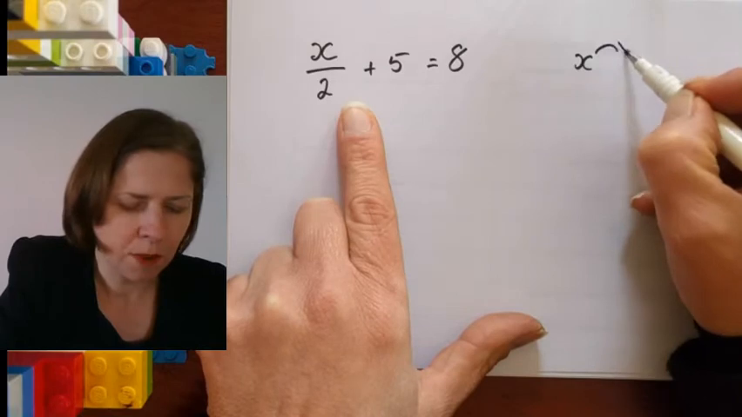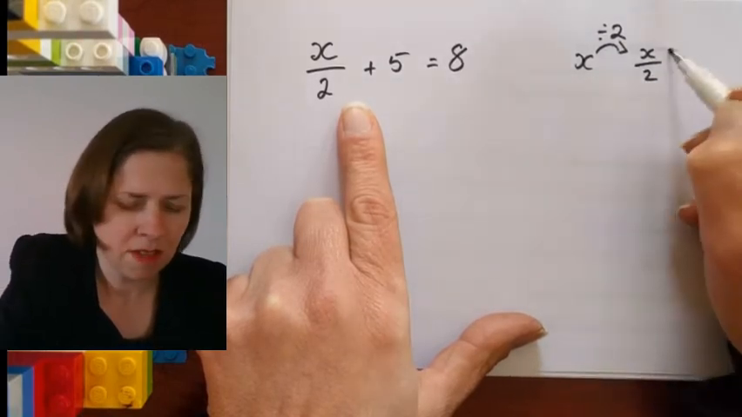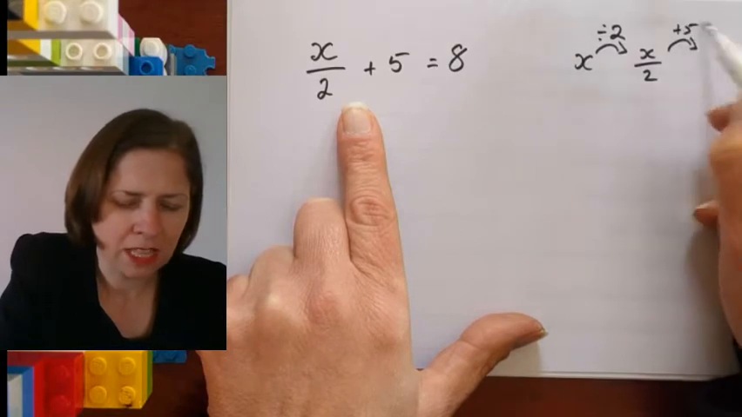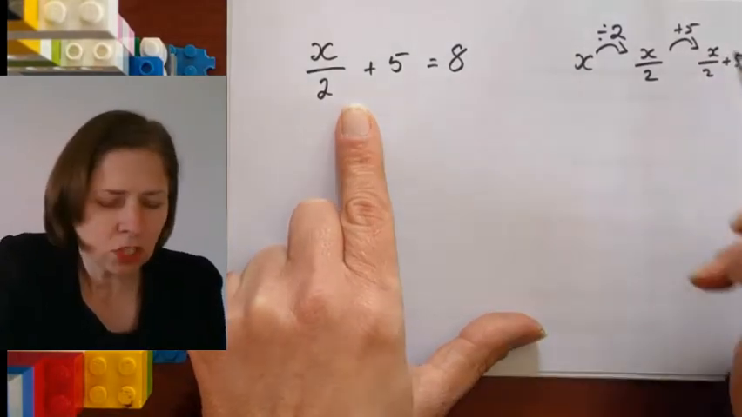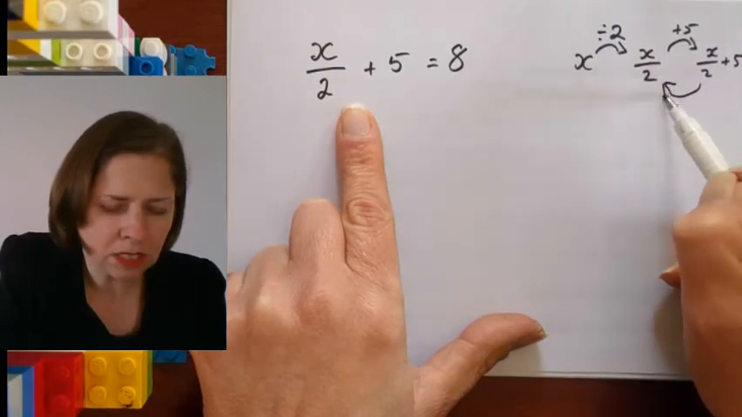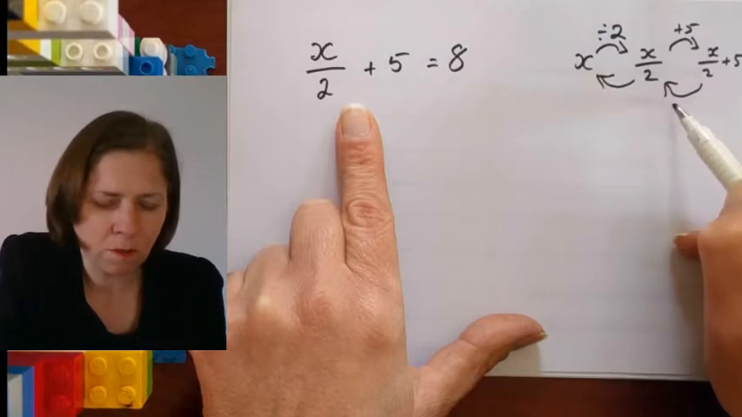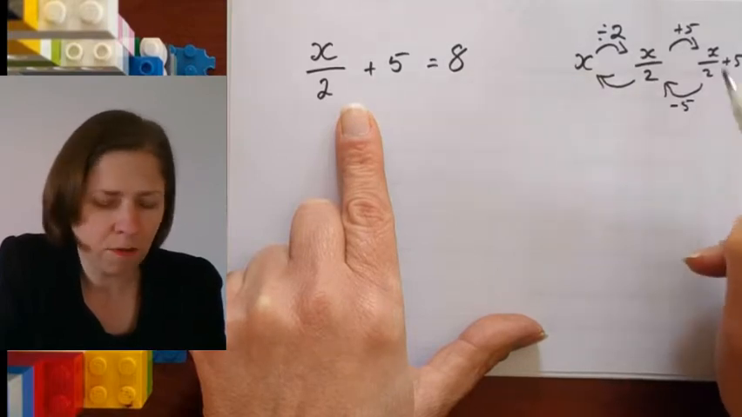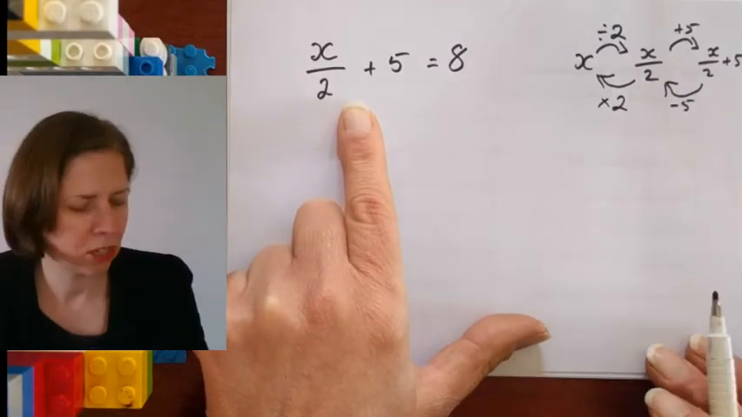First, I divided by 2. That gave me x over 2. Then I added 5 and that gave me x over 2 plus 5. Remember that part? So of course, when I go backwards, I have to start at this end and go backwards. First, I'm going to be subtracting 5. Then I'm going to be multiplying by 2. So let's see how that looks.